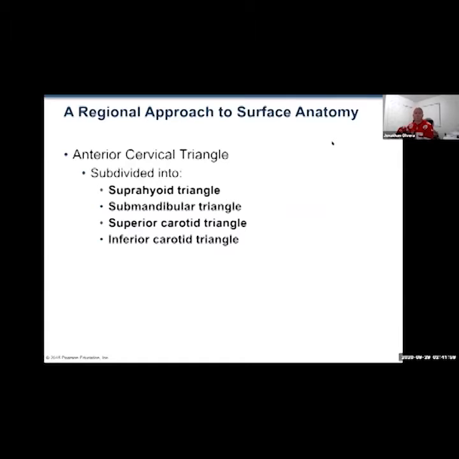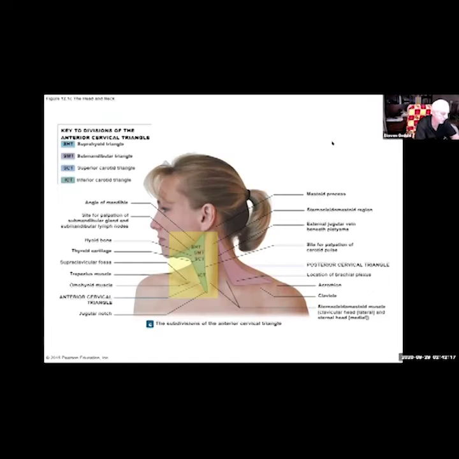Your anterior cervical triangle is divided into four other triangles: the suprahyoid, the submandibular, the superior carotid, and the inferior carotid. So here's your superior hyoid triangle. Your submandibular triangle, just below the mandible. Your superior carotid triangle. And your inferior carotid triangle. So those are the different divisions of the anterior cervical triangle.